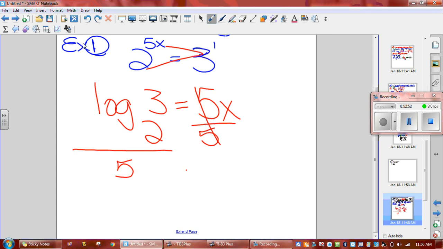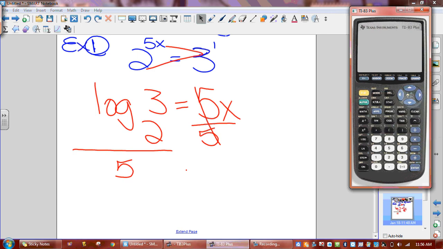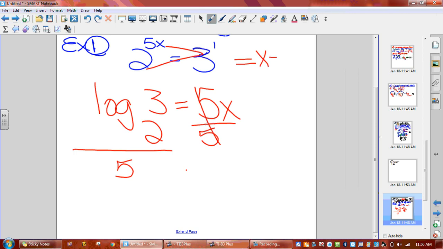Okay? So let's plug that in the calculator. So again, without log base, I have to type in log 3, close my bracket, divide by log 2, close my bracket, enter. There's my answer. Now I divide by 5. Enter. So I get 0.32. So the answer to this guy, x equals 0.32. Okay? So that's the first type of solving exponential equations.